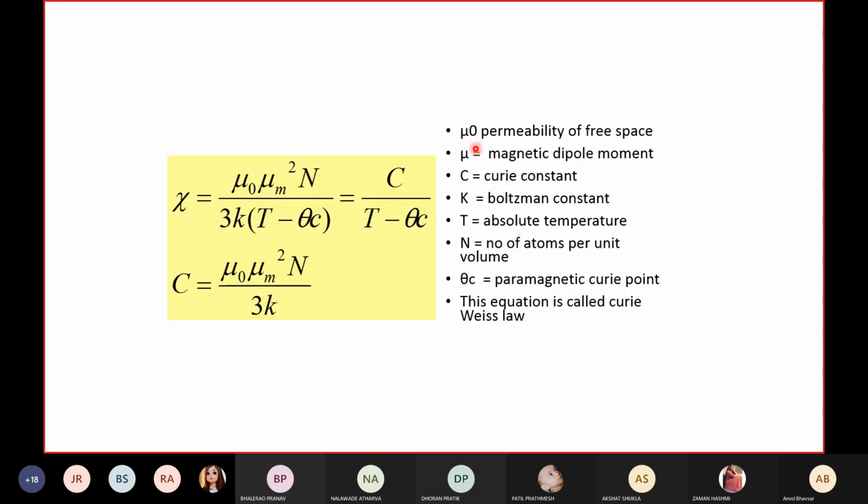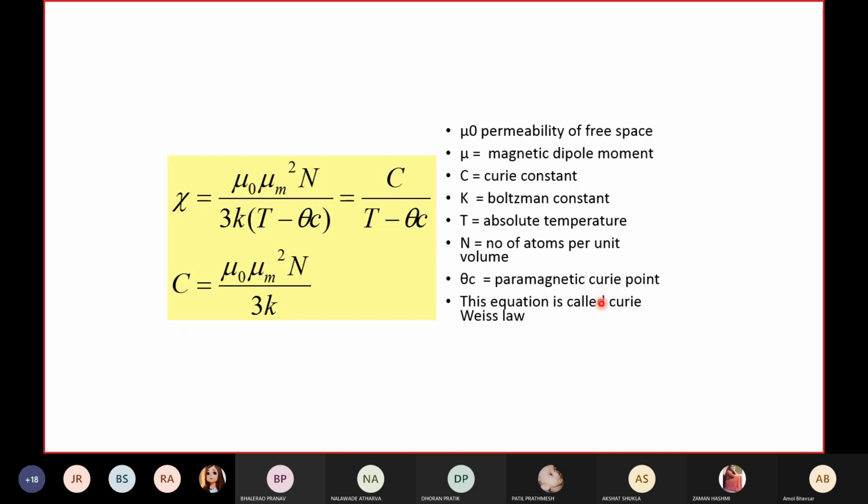So in this equation, what is here? Mu 0 is the permeability of free space. Mu m is the magnetic dipole moment. C is the Curie constant. K is Boltzmann's constant. So all these are constant values. So what is changing here? Absolute temperature. N is the number of atoms per unit volume. This equation is called the Curie-Weiss law, and theta c is the paramagnetic Curie point.